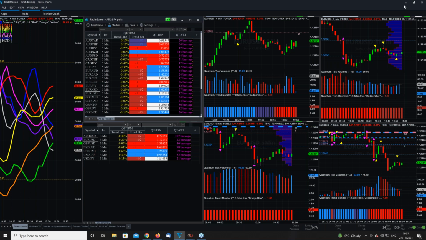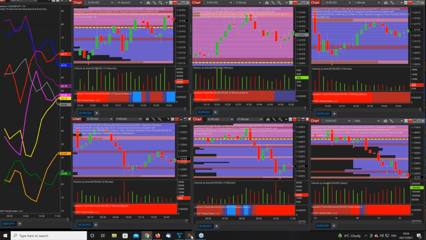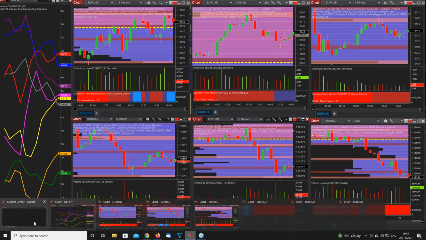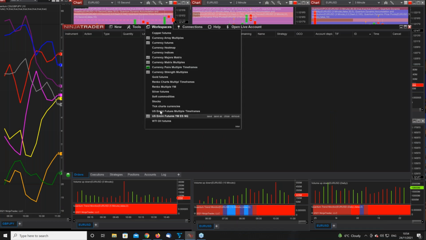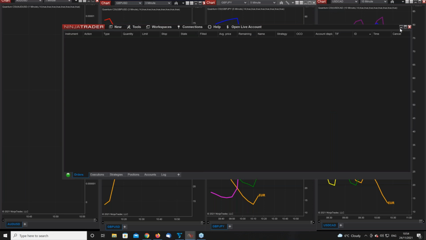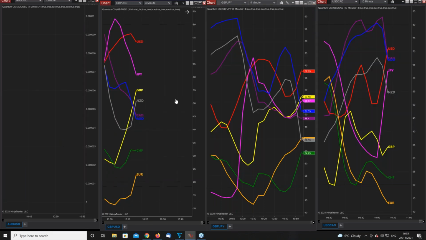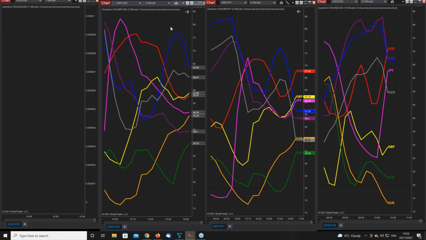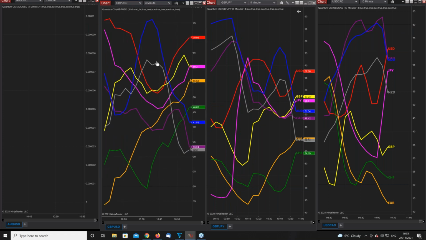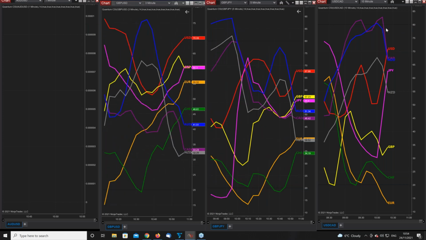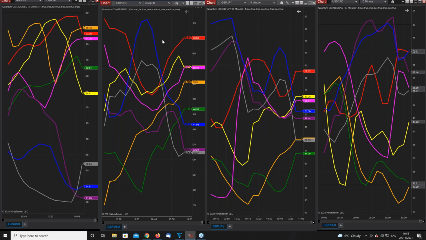So that's on radar screen. This is on NinjaTrader, back on NinjaTrader. Just have a quick look at what's going on in terms of the currency strengths on multiples. Let's load that up and get that out of the way. Move that over there. Let's line that up. Okay, that's just loading up.